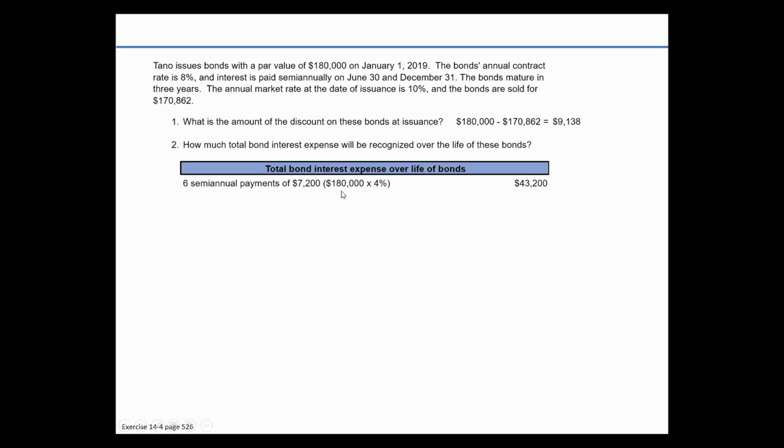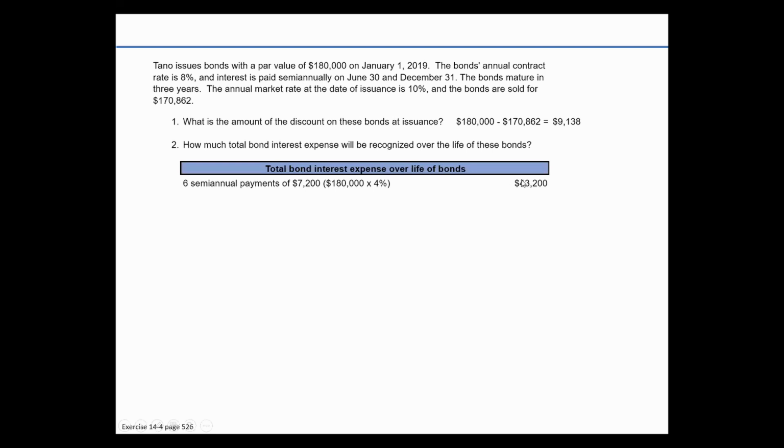Again, 180,000 multiplied by 4%, because we said that it's going to be, and the reason for that is because the bonds mature in 3 years, but we're going to make 6 payments. So 6 payments, and then at 4% interest. So you take the 8%, divide that in half, so you get 4%.